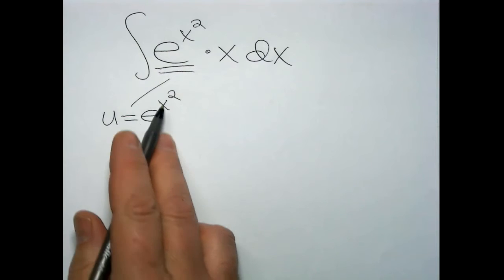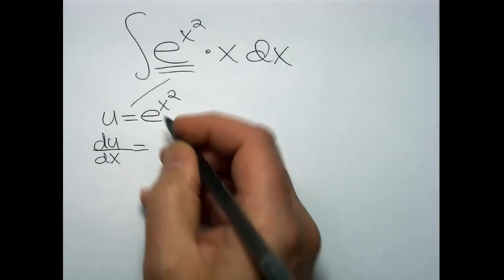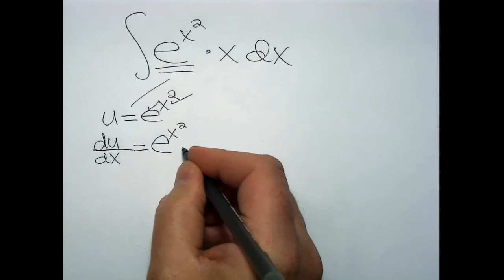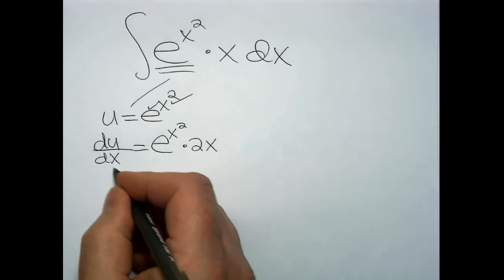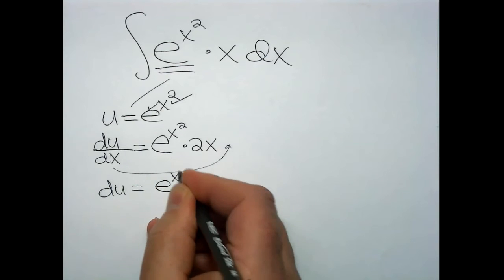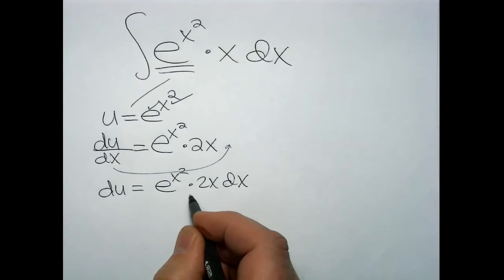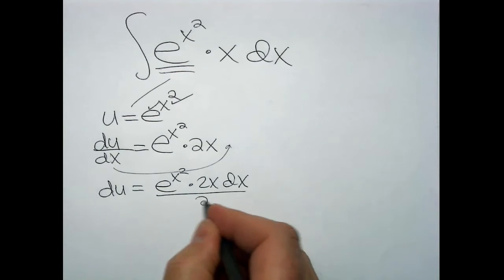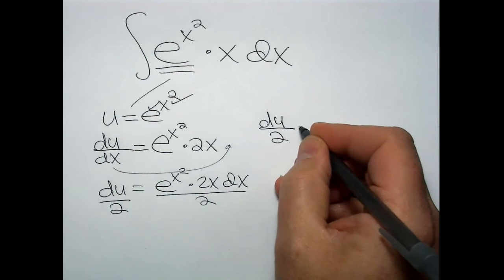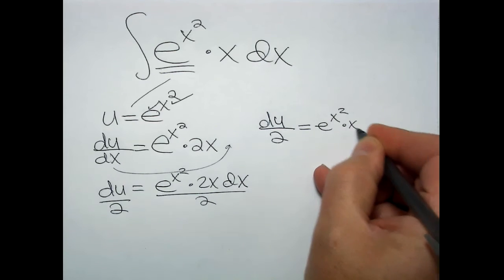U equals e to the x squared. Let's try it. Now, what is du dx, guys? Du dx is a very careful derivative. We check off the e because e for easy is just itself. We check off the x squared because the derivative is 2x. We move the dx to the other side, and you get du equals e to the x squared times 2x dx. Now, I don't see any 2's up there, so let's get rid of that 2 first of all. And so I have du over 2 equals e to the x squared times x dx.